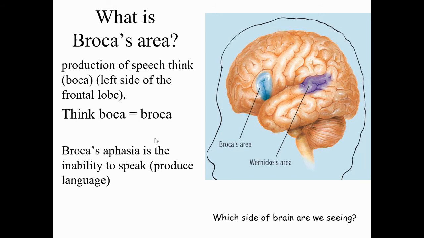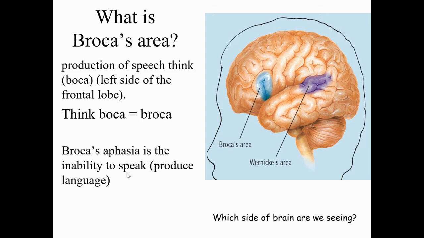And if you get a stroke and you damage your Broca's area, you will not be able to speak. So if you have Broca's aphasia, you wouldn't be able to speak. You would understand what people are saying to you, but you wouldn't be able to say anything to them. So you may think of an old person who can't speak because they had a stroke, but they understand you just fine. They have what's called Broca's aphasia. It's caused by a stroke or a tumor on the Broca's area.